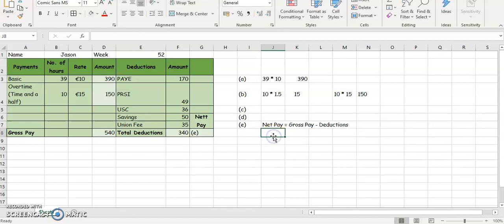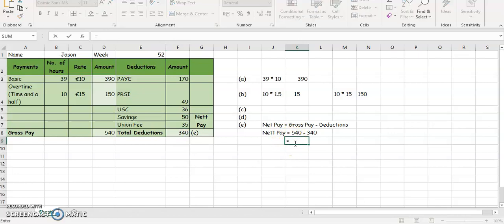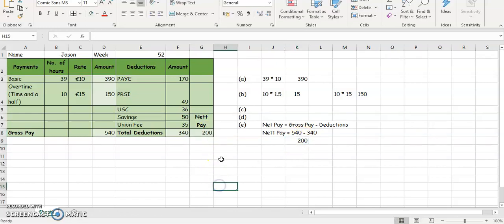So in this question, net pay is equal to your gross pay, which is 540, minus deductions, which is 340. So in your calculators, you'll be putting 540 minus 340, and that's going to give you 200. So this week he earned 200 after you take away your deductions. And that's how you answer a simple wage slip.